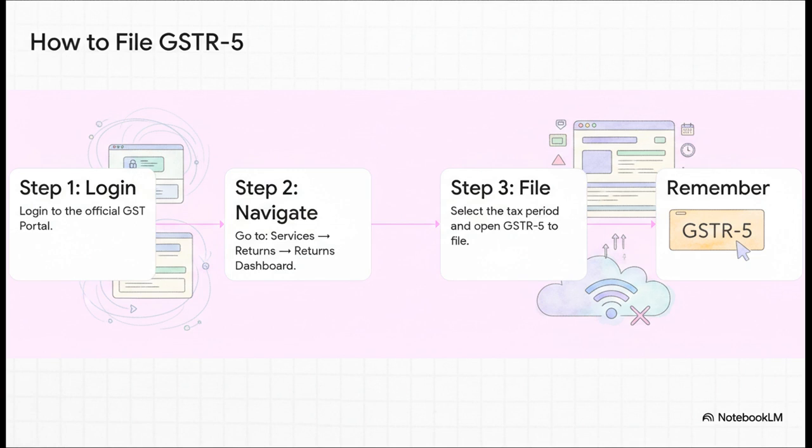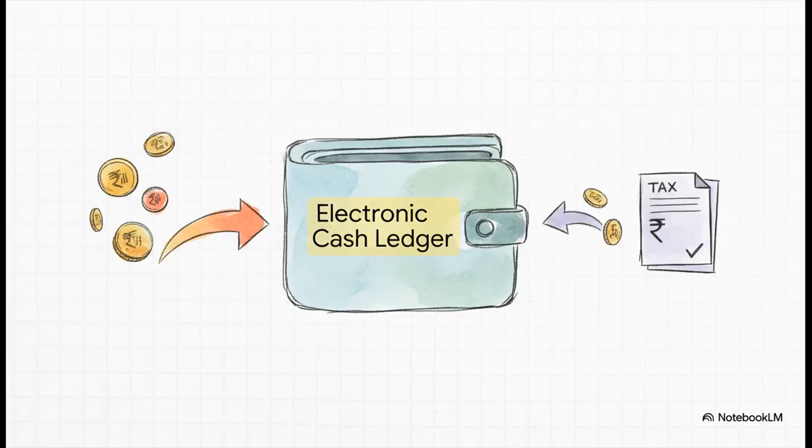And remember, this whole process is online only. There's no paper form or anything you can do offline. When you go to pay your taxes, the money is handled through something called an electronic cash ledger. The easiest way to think of this is like a prepaid tax wallet. You put money into it, and then when the system calculates what you owe, it just pulls the payment from that wallet. Simple as that.